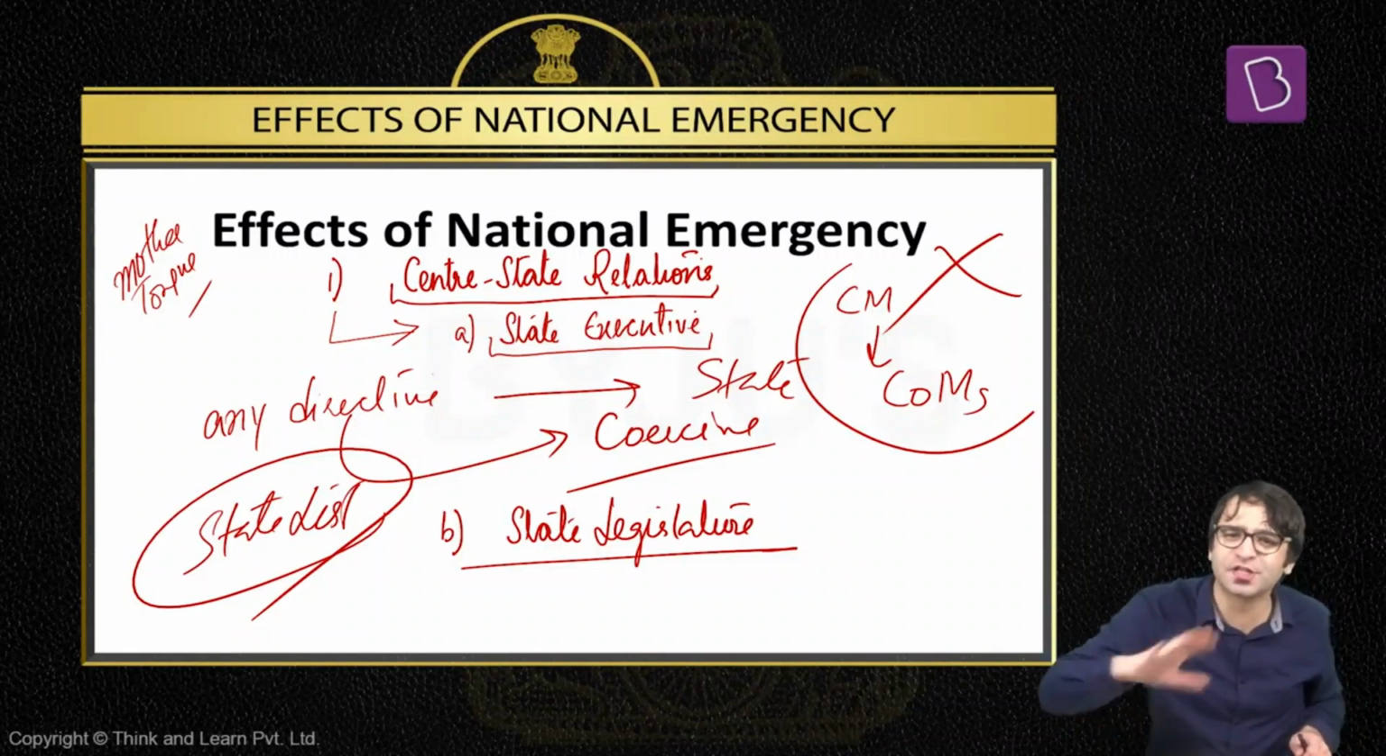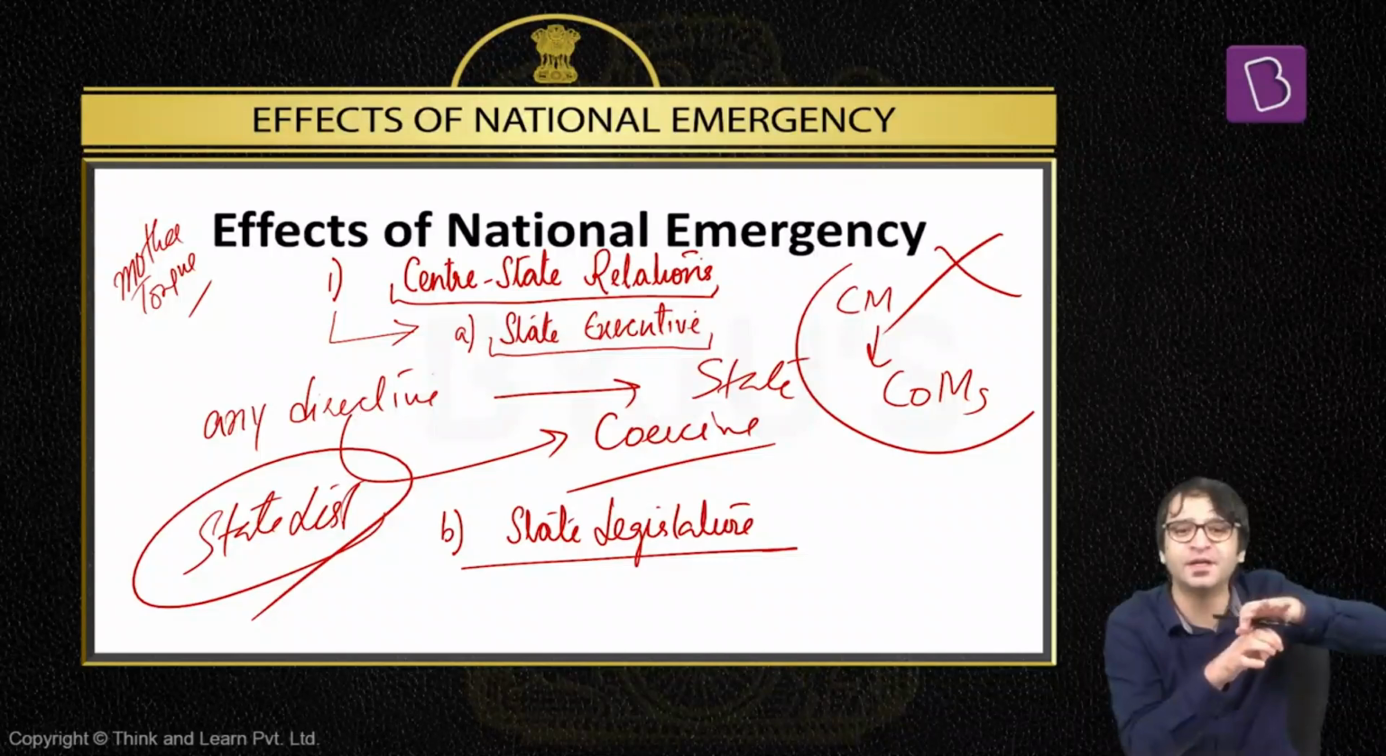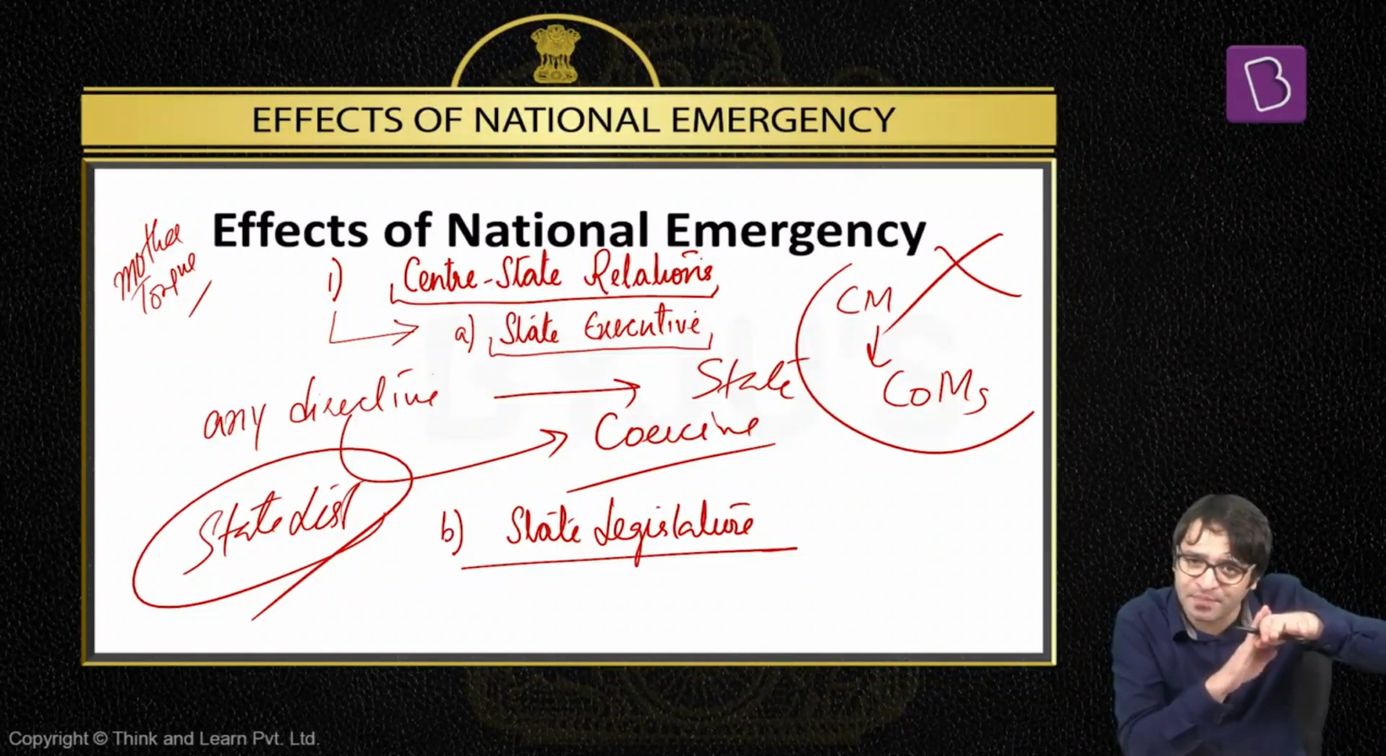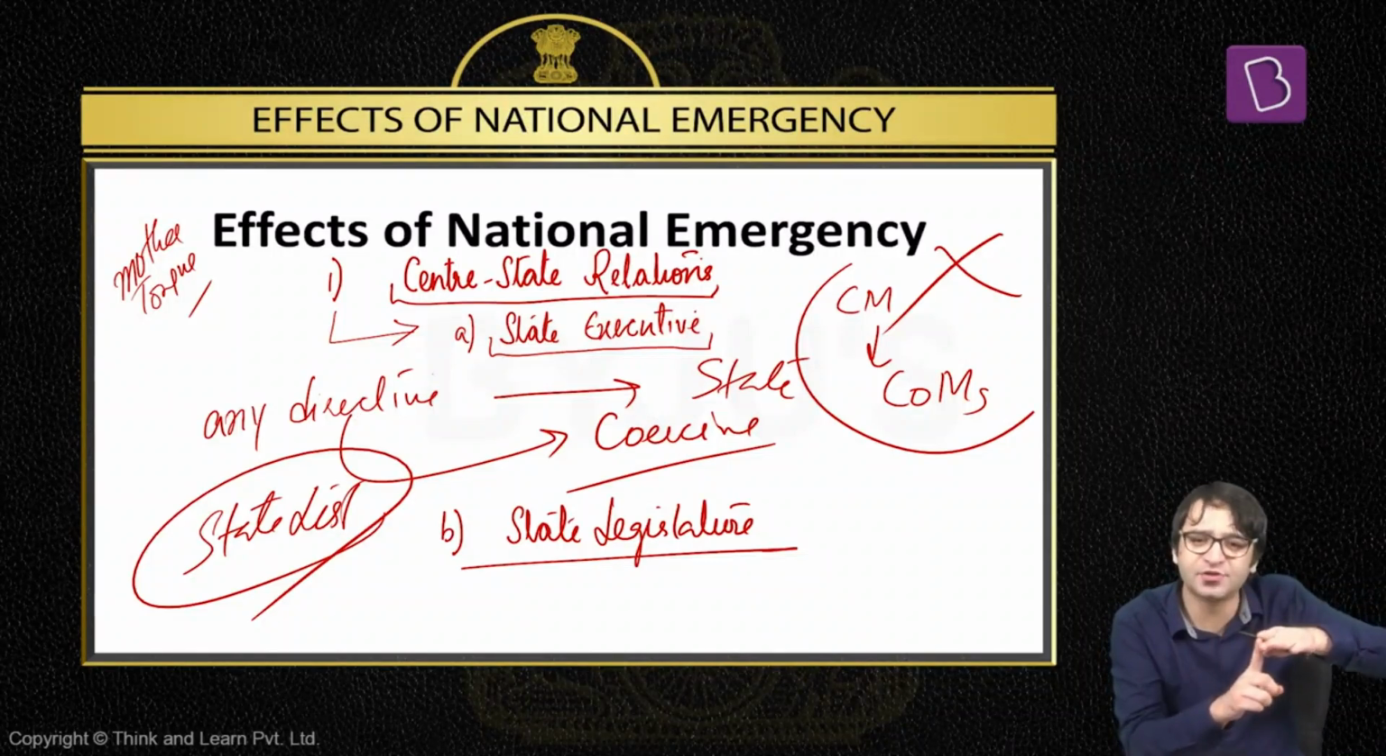State legislature is not suspended, but state legislature is brought under the control of the union parliament. Union parliament becomes empowered to make laws on any matter mentioned in the union list, mentioned in the state list, mentioned in the concurrent list.